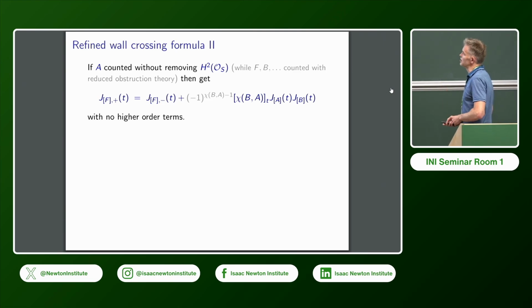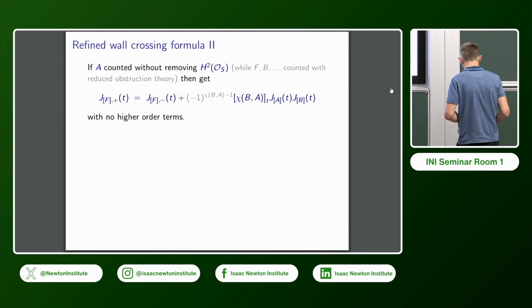But the other situation is that you might count A without removing this piece, but F and B could be counted in the reduced Vafa-Witten sense, where you've removed this piece from their obstruction theories. So I'll give you an example of that in a minute. And then in that case, what you find is you get the quadratic term, but you don't get the higher order terms.